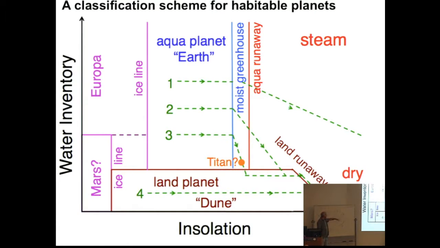Land planets are planets with less water. I don't know what the line is. I think it's sort of around, it's low on this plot because I think it's dry and water sinks to the bottom of your cup. So I have a low on the bottom.